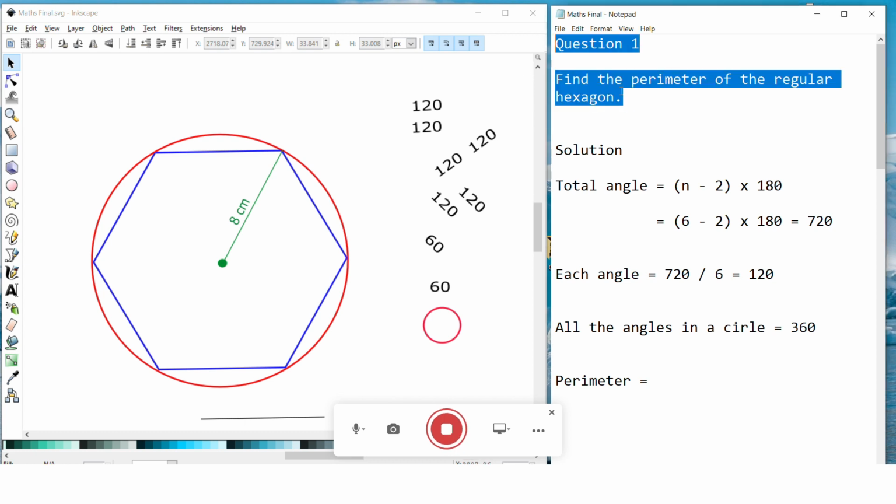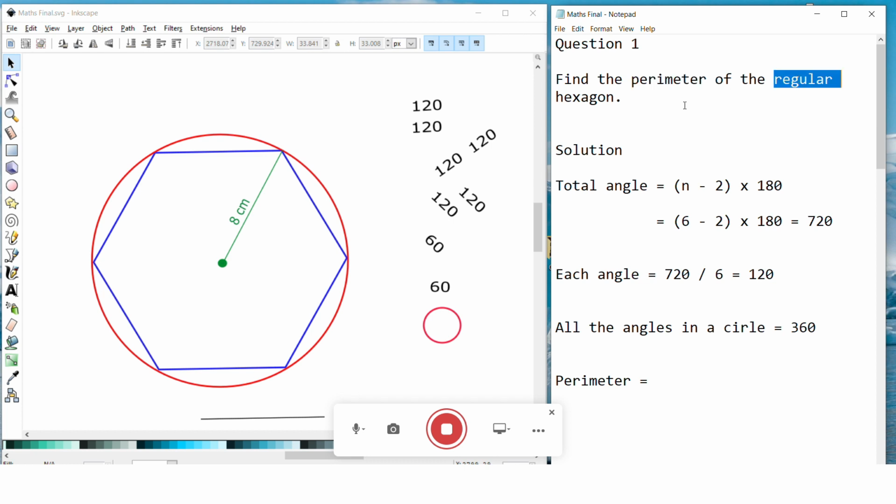The first question, question one. So this here is the diagram for the question. What they wanted the student to do was find the perimeter of the regular hexagon. First of all, we know perimeter is the distance along the shape. So they want us to find the perimeter of the blue part of the shape.